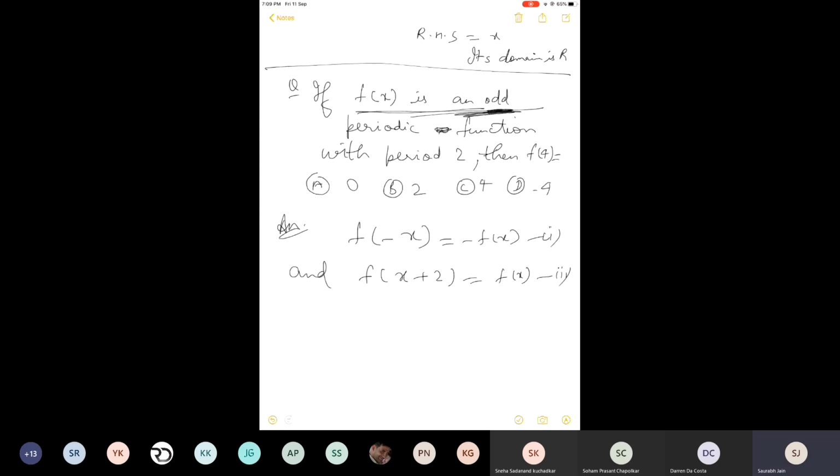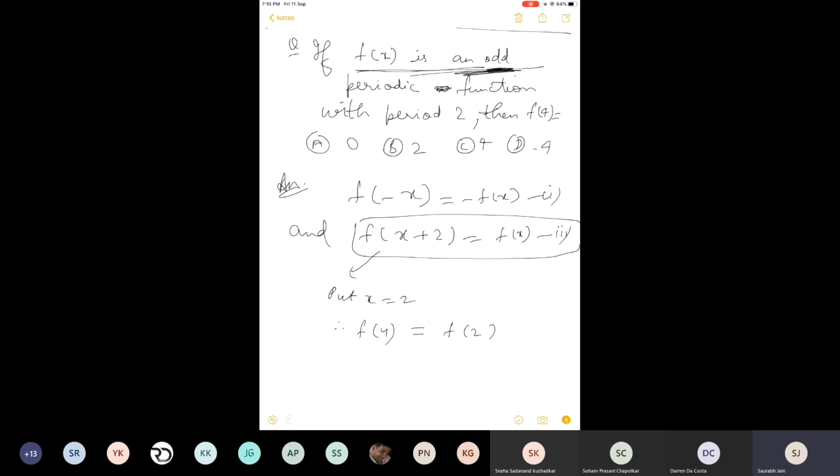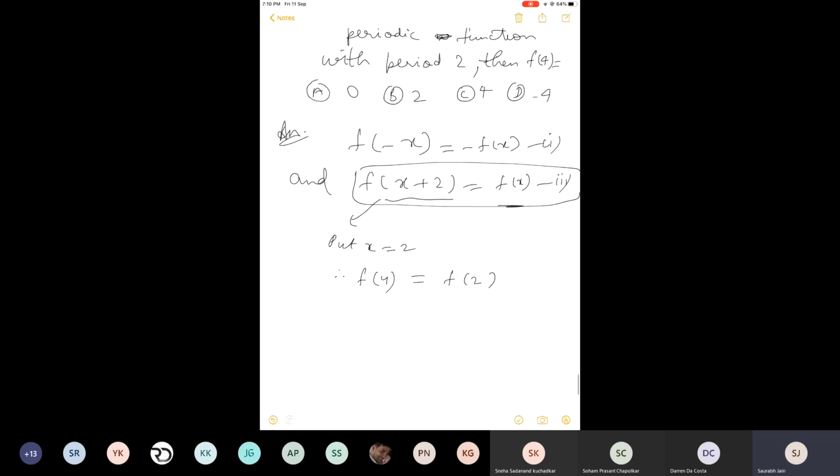See, let me tell you the working of such type of questions. We'll start with the second one. I'll put x equal to 2. The reason is very obvious because I have to find the value of f 4. So if we put x equal to 2, it will be f 4 is equal to f 2. Why? This will become 4, this will be 2. Okay, fine. So now f 4 is equal to f 2. We have to find f 4, and if we can find f 2, that will be the answer.